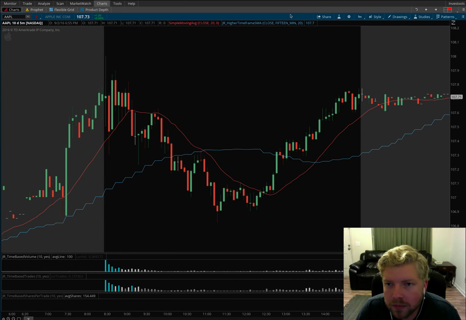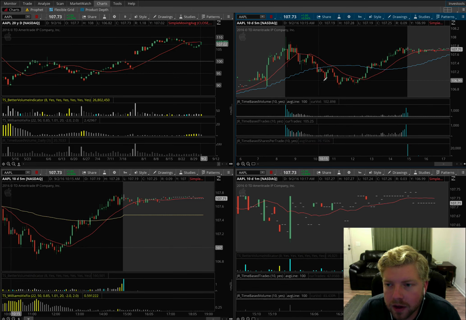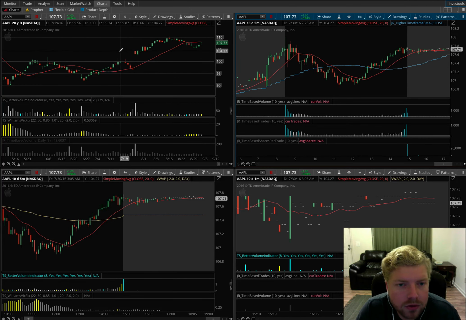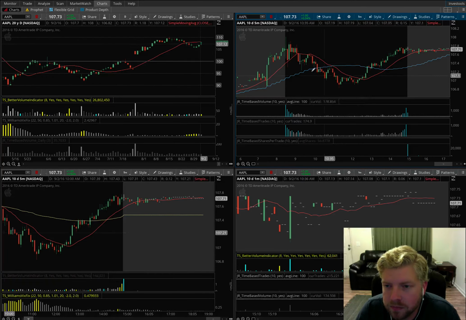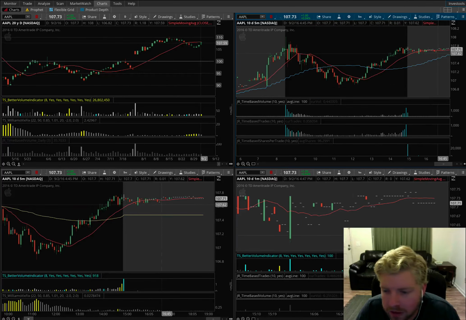And I like to look at multiple time frames of any stock that I'm trading. So here I have the daily. I usually have a 15-minute chart over here. Then I'll have a 5-minute and a 1-minute.